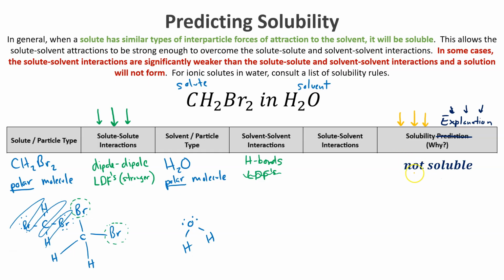Well, one, we already made the prediction, it's not soluble. Two, let's go up to the top of the video screen and look at how you make that prediction, just so we can spot what's strange about CH2Br2 in water. It says that when a solute has similar types of interparticle forces to the solvent, it will be soluble. So what we've got here is a polar solute with dipole-dipole forces, and a polar solvent also with dipole-dipole forces. They're hydrogen bonds, but they're still dipole-dipoles. Typically, in a scenario like this, your answer would be soluble.